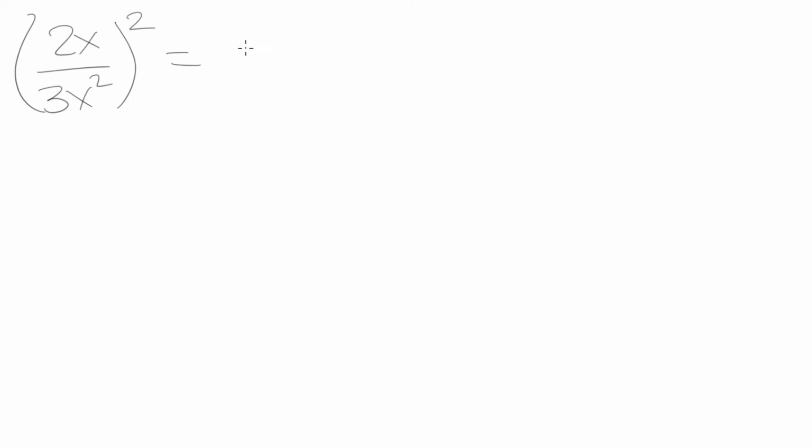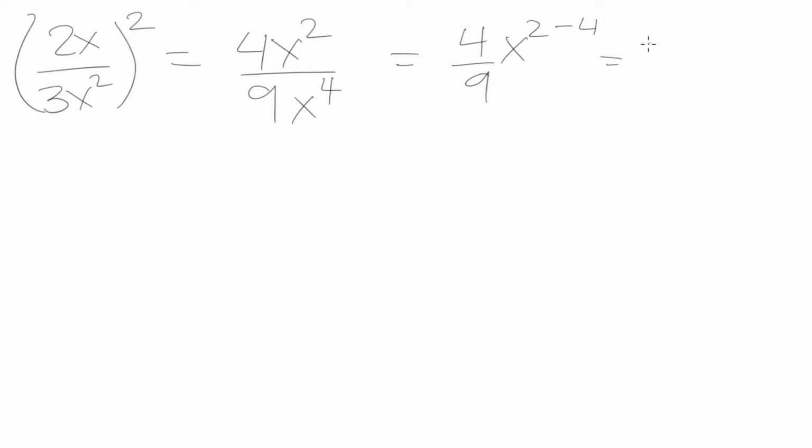Well, 2 to the power of 2 is going to be equal to 4, and x to the power of 2 will be x squared. And then we're going to have 3 to the power of 2, which is equal to 9. And x squared to the power of 2, which we can just multiply, and that's going to give us x to the 4. And again, we can recognize that we have a common base on both the numerator and the denominator, so we can simplify this even further as writing 4 over 9, and we have x to the power of 2 minus 4, which is going to be x to the power of minus 2.